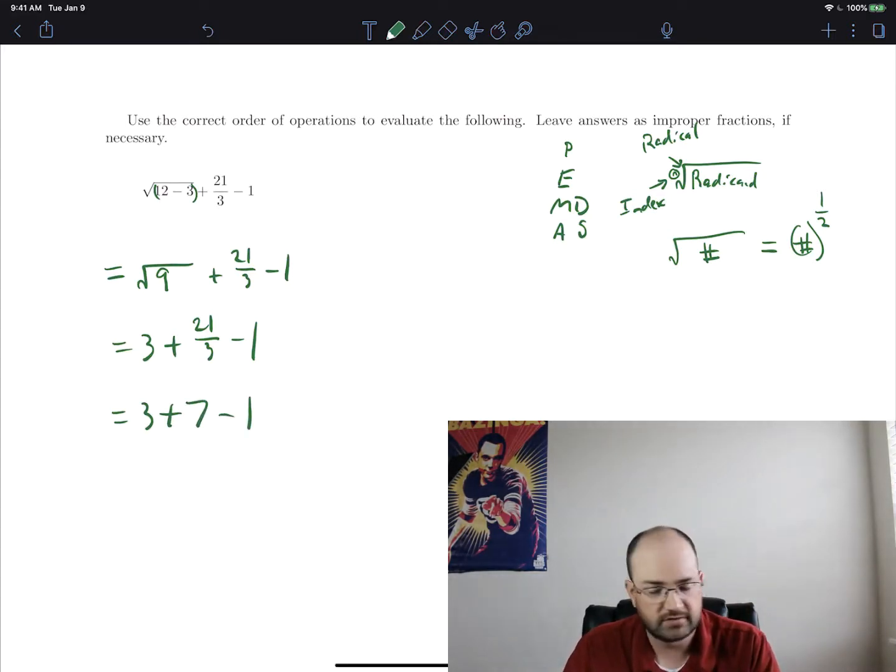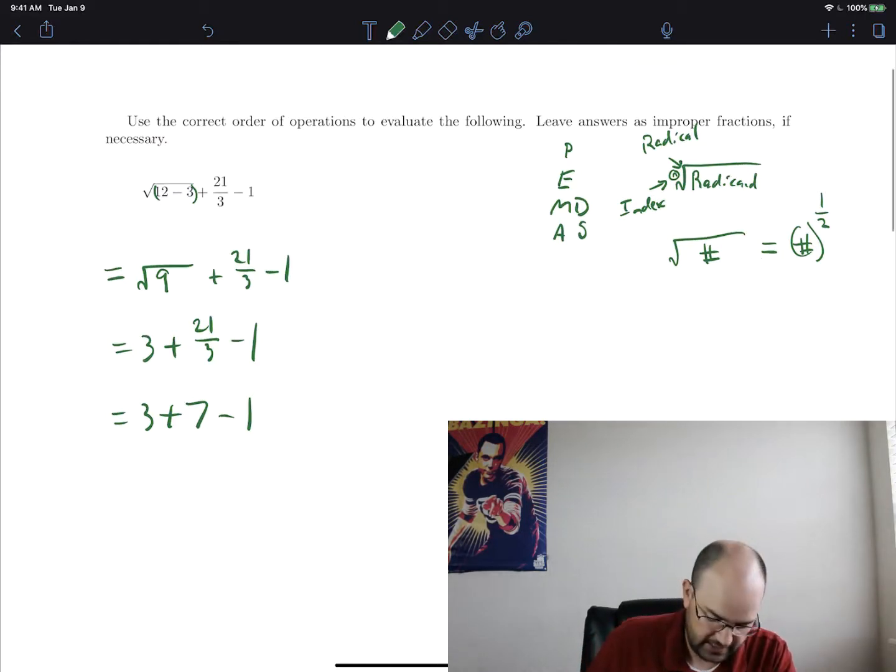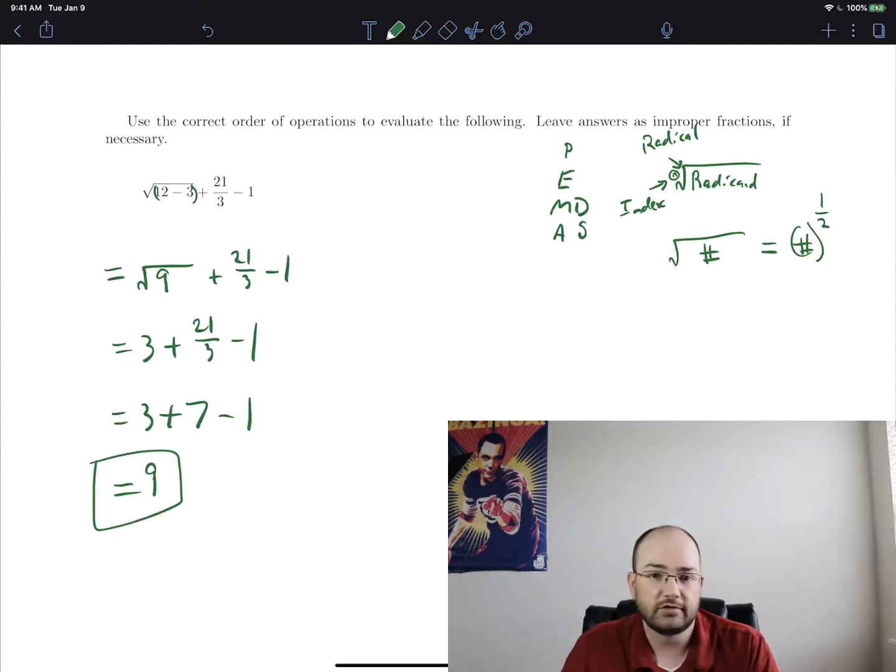Simplify it. At this point, just combine everything. 3 plus 7 is 10. 10 minus 1 is 9. So the answer here is 9.